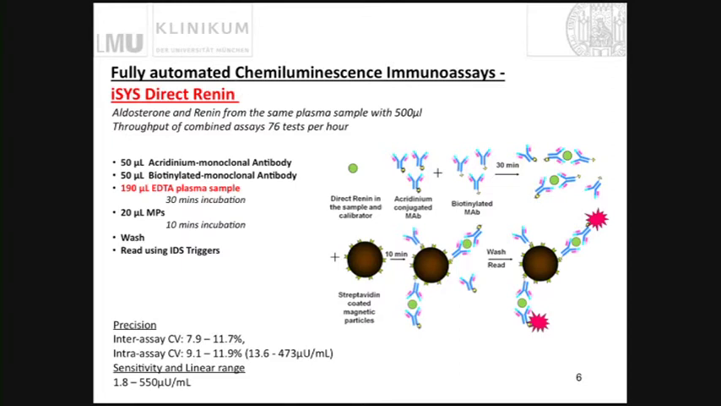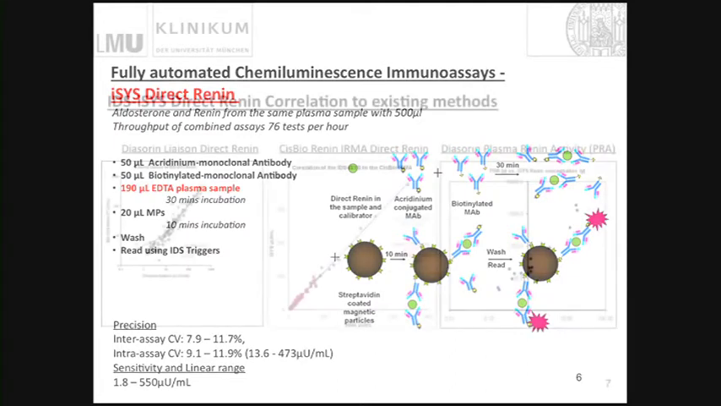And the sensitivity in linear range, as you can see here, is 1.8 to 550 microunits per ml. And there was good inter- and intra-assay precision in this range, as indicated here, again, when it was tested externally in the lab in Munich.